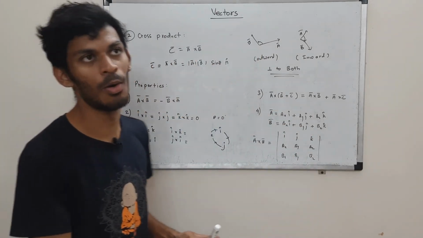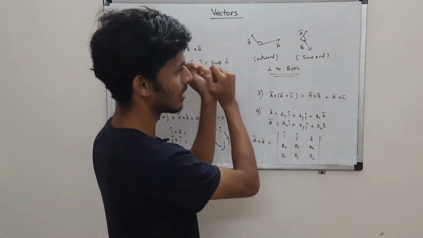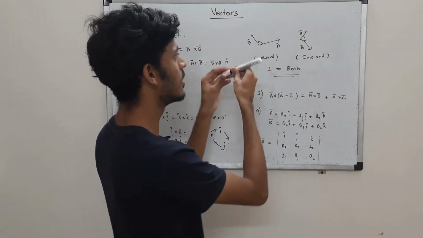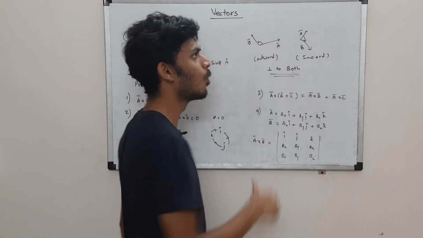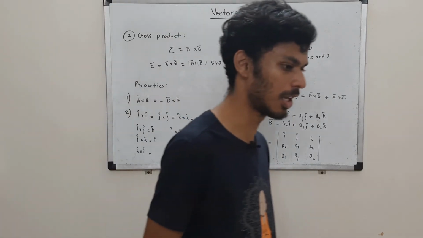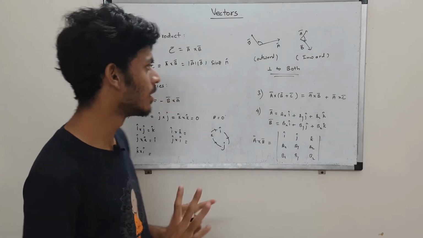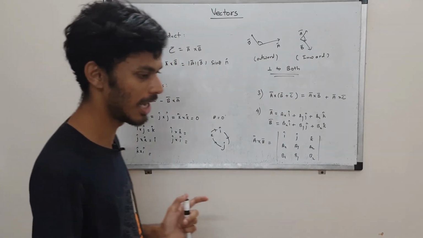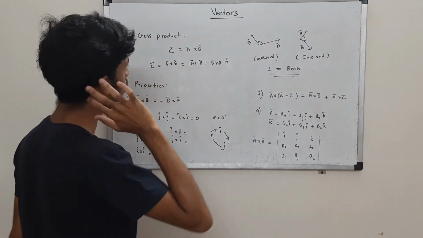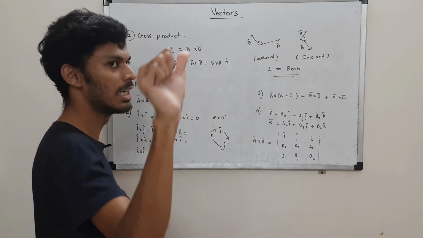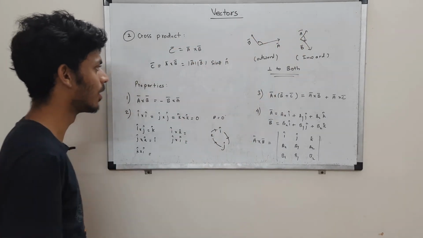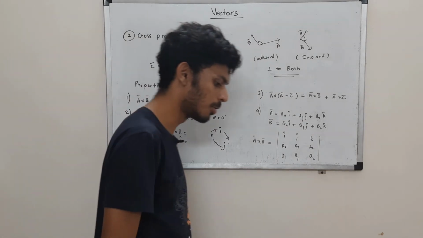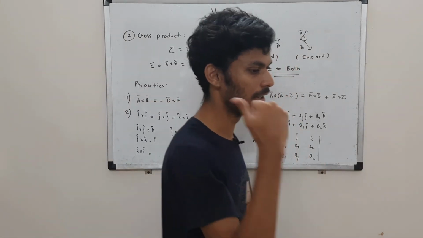Now suppose we have A and B like this. It can be perpendicular this way or perpendicular inside, right? It can come out or it can go in. So what decides that? There should be one particular direction for the vector. So how do we decide that? Is it outward or is it inward? Suppose A and B are in this plane.